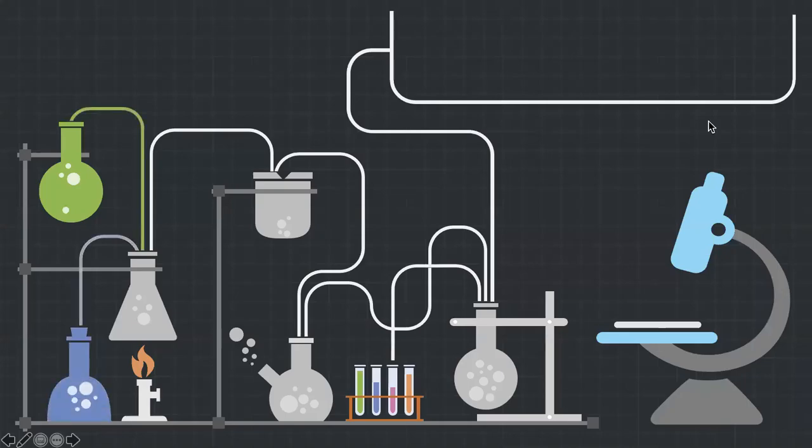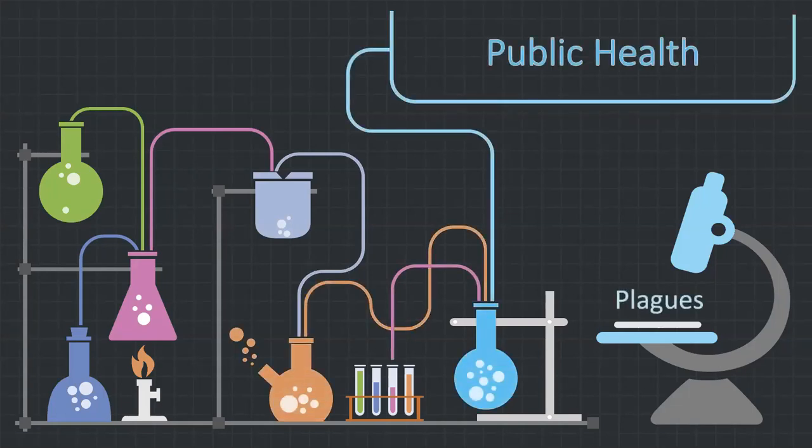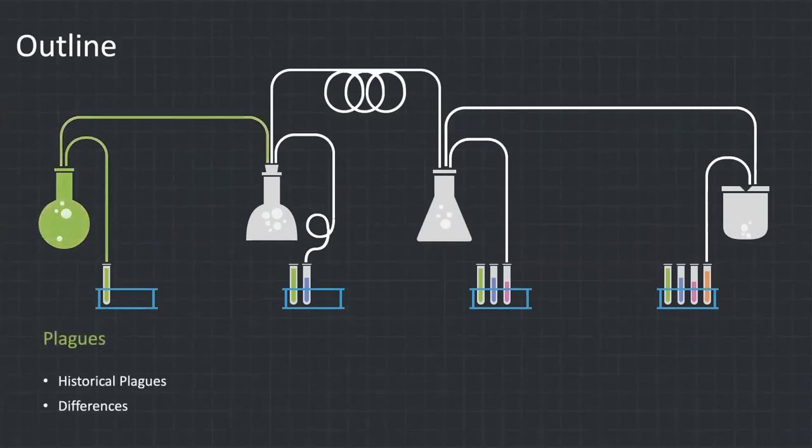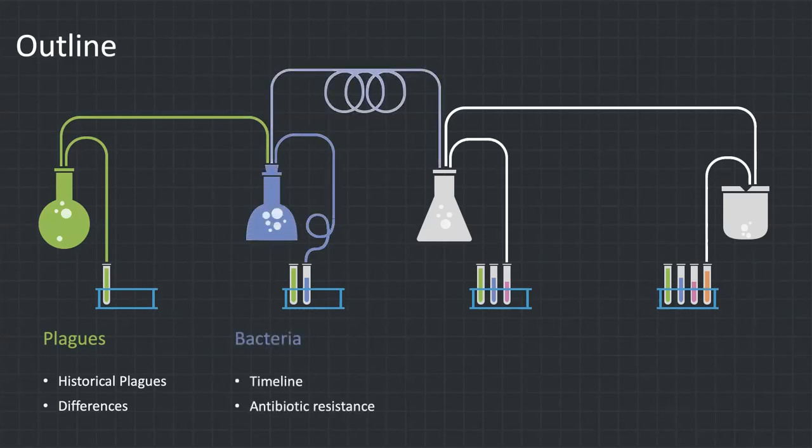Okay, we are going to talk today about something that has been on my mind recently for obvious reasons, and I've never lectured on before, so I'm kind of excited about it. Plagues. And we're going to start off by listing some examples of them and how they affect different populations in different ways. Then we're going to talk about bacteria and antibiotic resistance.